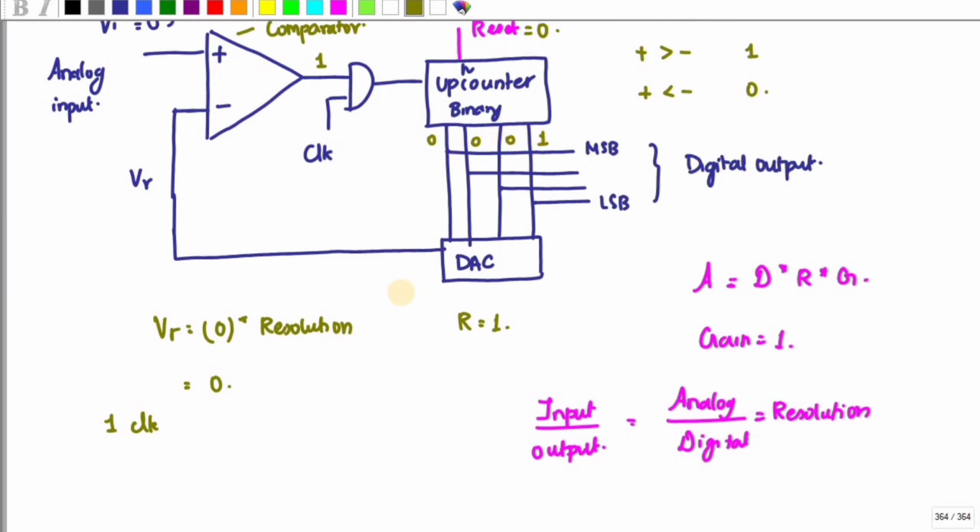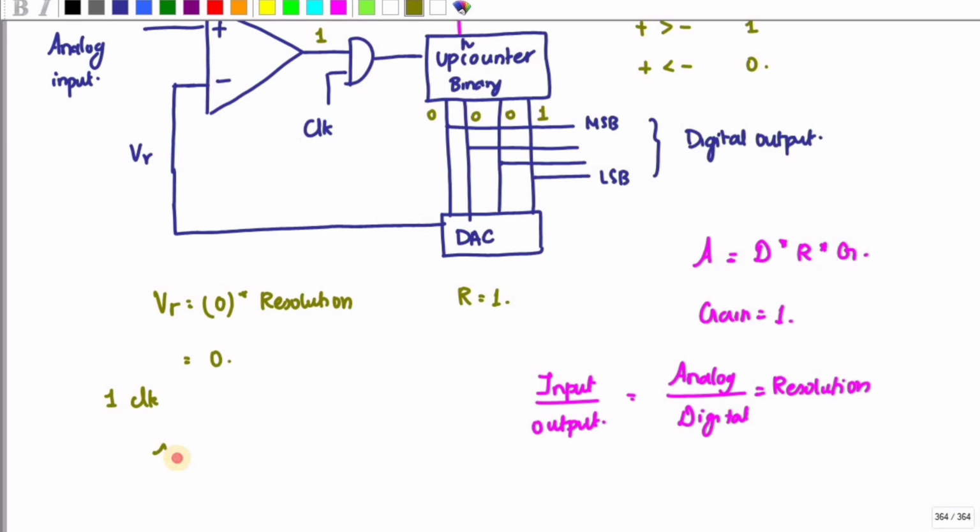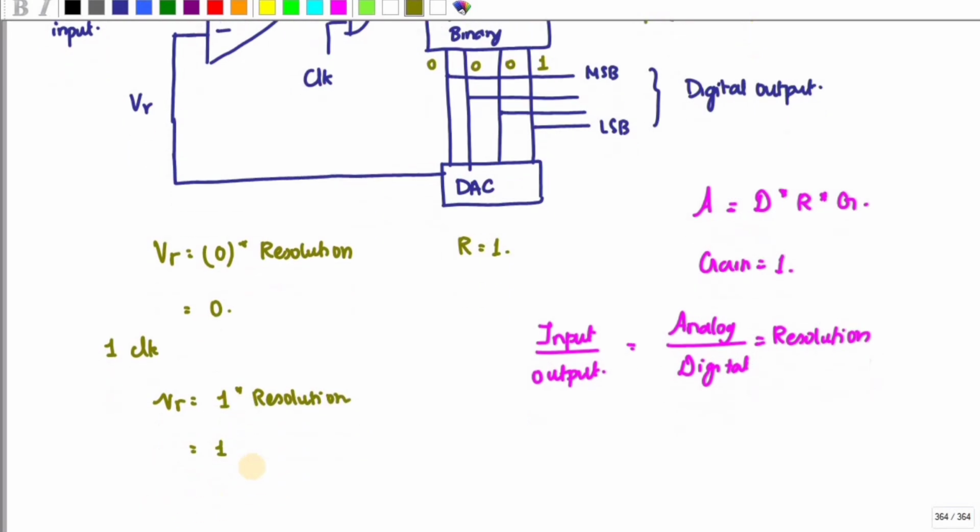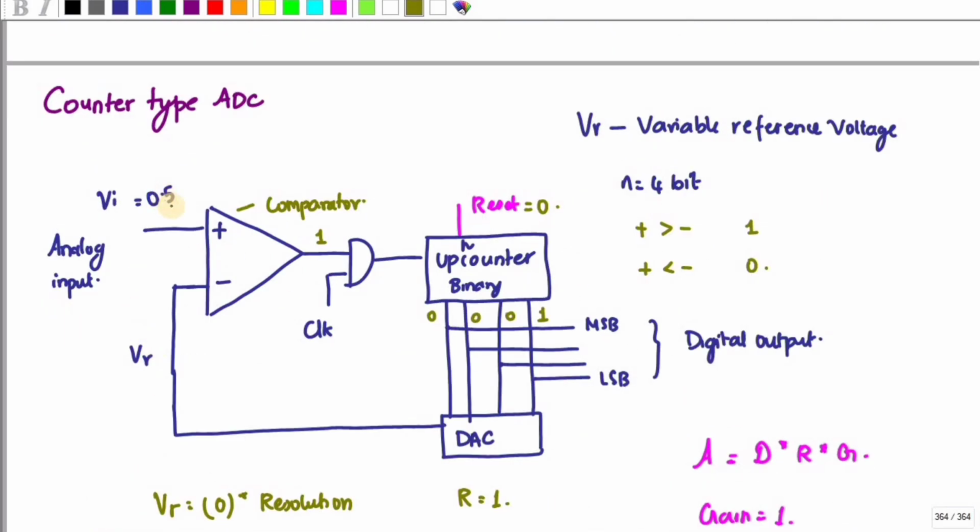Next, my VR goes to 1 into resolution. Since the resolution value is 1, the VR value is 1. Now this is 1 and this is 0.5, so the minus is greater than plus, so my output goes to 0. Since 0 into anything is 0, it will not count further. So my output is nothing but 0 0 0 1. This is my answer.